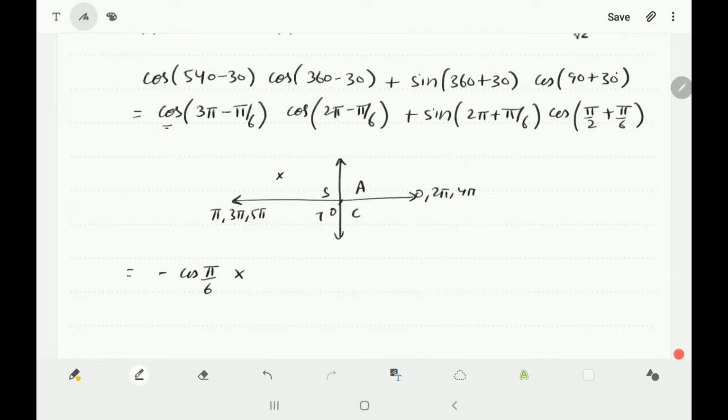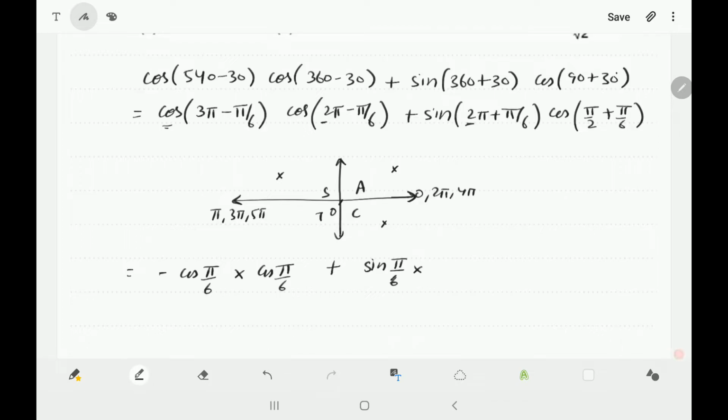Cos of 2 pi minus pi by 6 is in the fourth quadrant, where cos is positive, so it will be cos pi by 6. Is this clear? Plus sine of 2 pi plus pi by 6 will be in the first quadrant, because 2 pi is on this line at 0, and 2 pi plus pi by 6 will come in the first quadrant where sine is positive, so it will be sine pi by 6. It is an even multiple of pi by 2 also. This 3 pi is 6 into pi by 2, and 2 pi is 4 into pi by 2. So sine will remain sine.